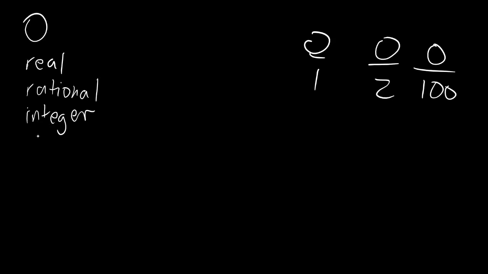On top of being an integer, it is a whole number, because whole numbers include 0. However, that's where it stops. It is not a natural number because natural numbers do not include 0. So these are what 0 is.